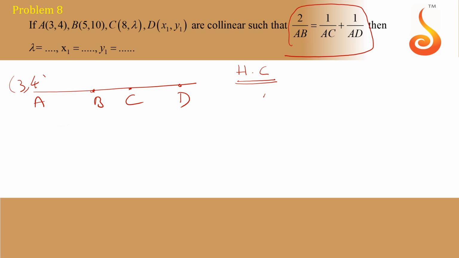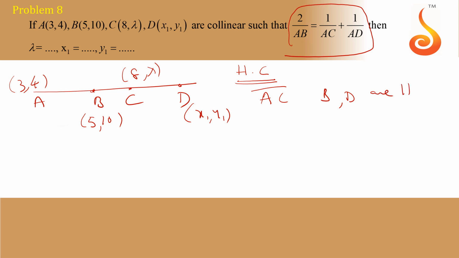The points are 3 comma 4, AC 8 comma lambda, and B which is 5 comma 10 is dividing internally, D is dividing externally, so AC is the line segment. B comma D are harmonic conjugates. So what do you mean by harmonic conjugates? Whatever ratio B divides internally, same ratio D divides externally. So how to get the ratio?